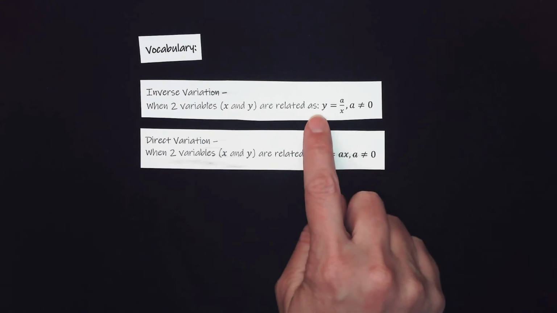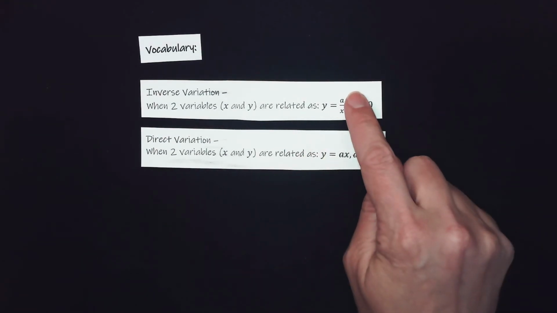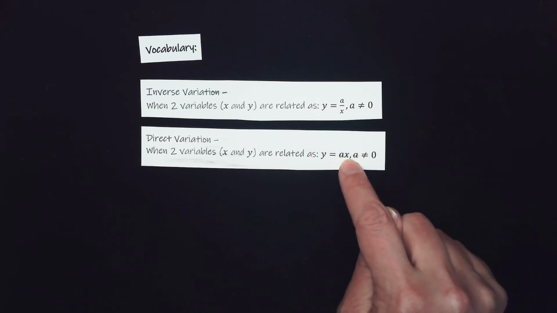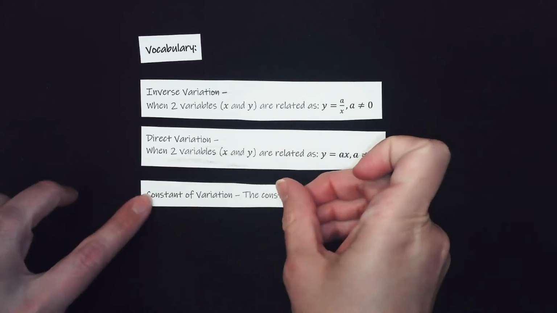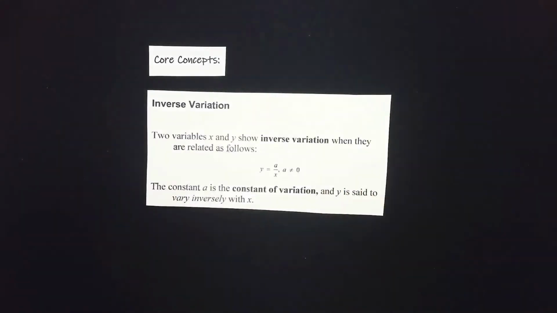So you have the variables y and x and y and x. In inverse variation, it's the constant divided by x. In the direct variation, it's the constant multiplying x. And then that constant of variation is that a. So the core concepts we have to go with are inverse variation.